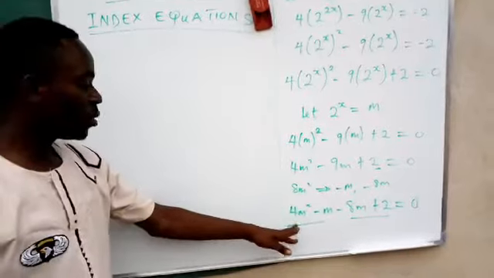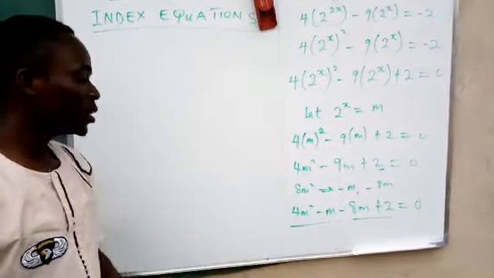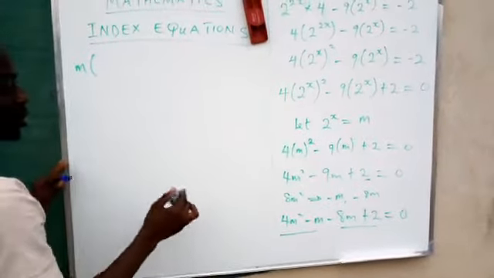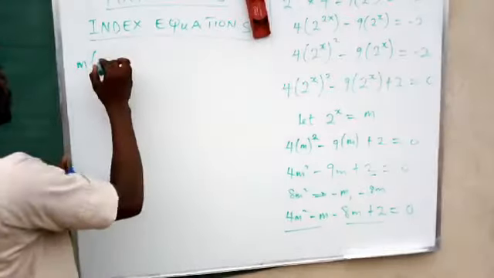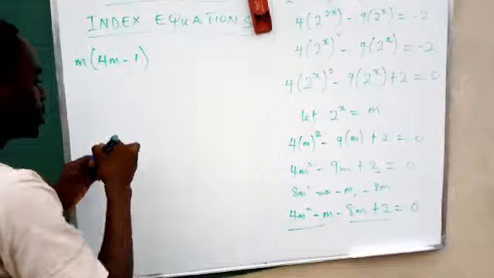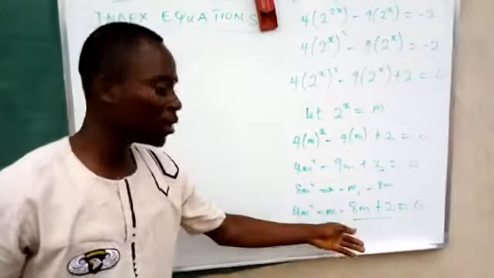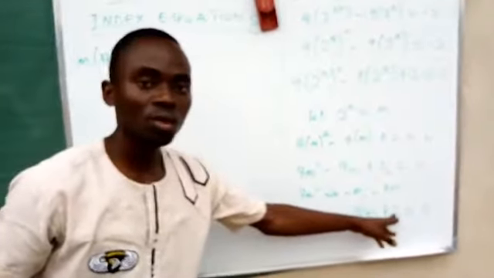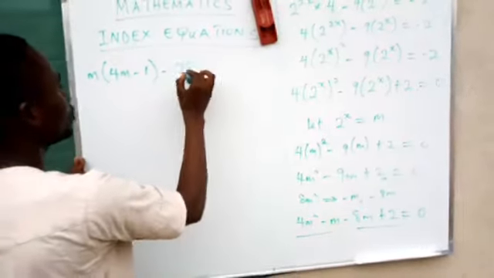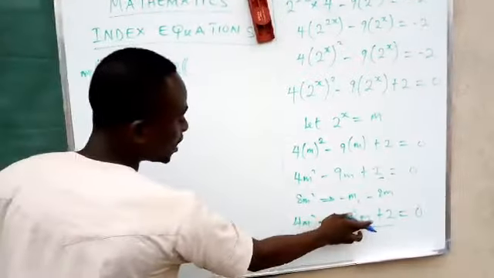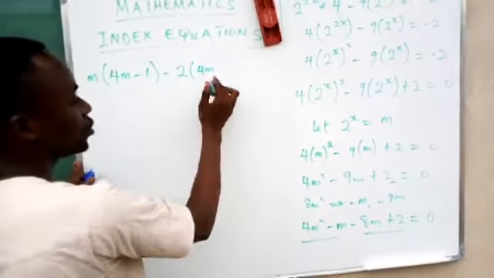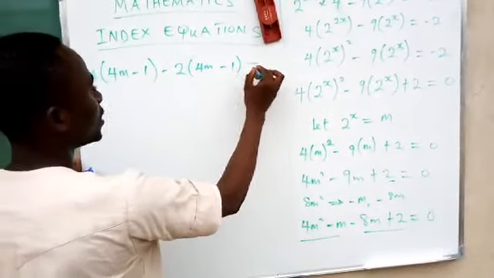So what is the common factor between 4m squared and m is obviously m. So m is going to be brought out as a common factor. You divide 4m squared by m, you have 4m, minus you divide m by m, you have 1. In the second pair of terms, you have minus 8m and plus 2. So the common factor there is minus 2. So you have minus 2 into minus 8m divided by minus 2 gives us 4m, plus 2 divided by minus 2 gives us minus 1, and that is equal to 0.